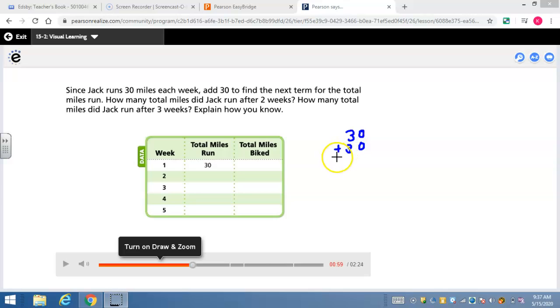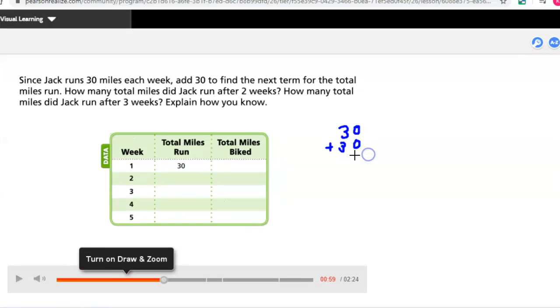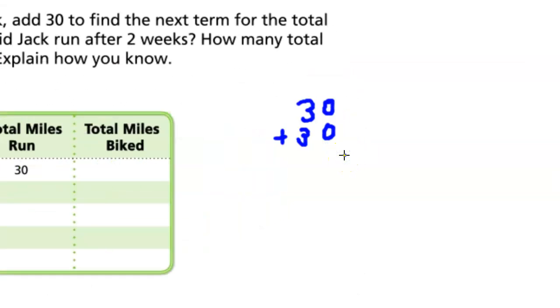And then we'll find out the total for the second week, which would be, that's like huge now, 60 miles for the second week. Okay, so then 60 would go right over here. Okay, and then we would just keep on adding 30 each time to figure out the next week's. Let's go ahead and see the video's explanation of this.